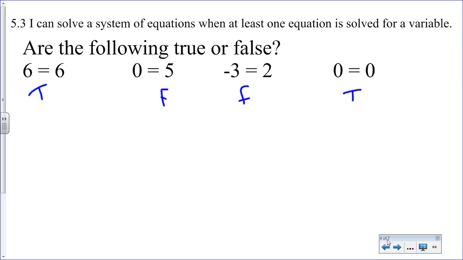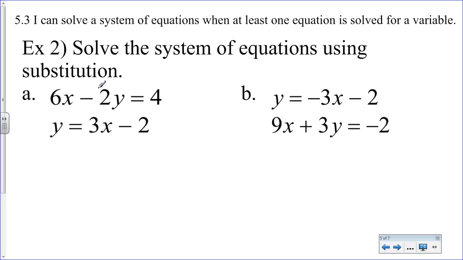That one's true. The reason we're paying attention to this is because if I get something like 6 equals 6 or 0 equals 0, and those are true, I have a special case where it's infinitely many solutions. If I get something like these middle two that ends up in a false statement, I have no solution. Okay, so let's go ahead and do these next two.